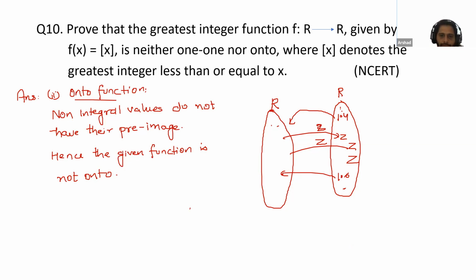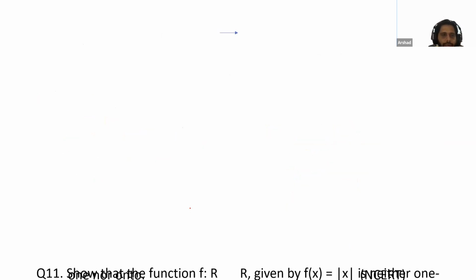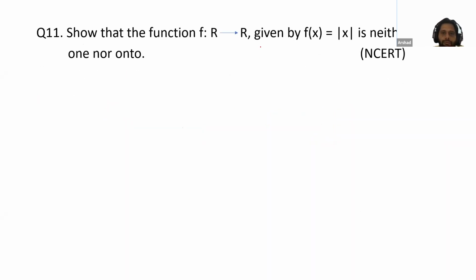Okay, so I hope everyone understood this one. Now we are going to start the next one. So what is this? Show that this function is neither one-one nor onto. Again, we need some examples. So who will give me the first example? This question is from your NCERT. You need to prove that this is neither one-one nor onto.